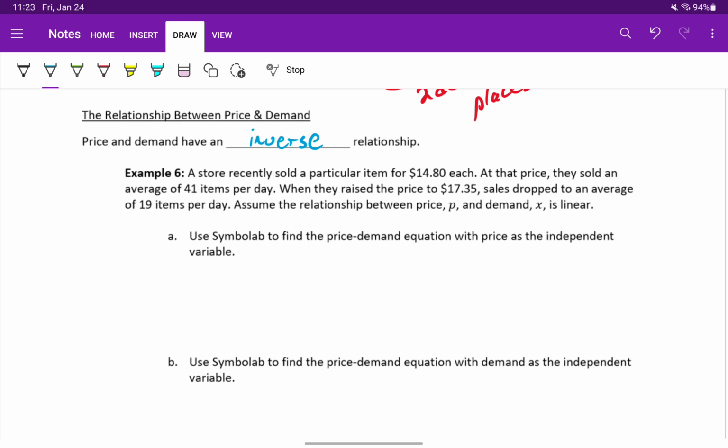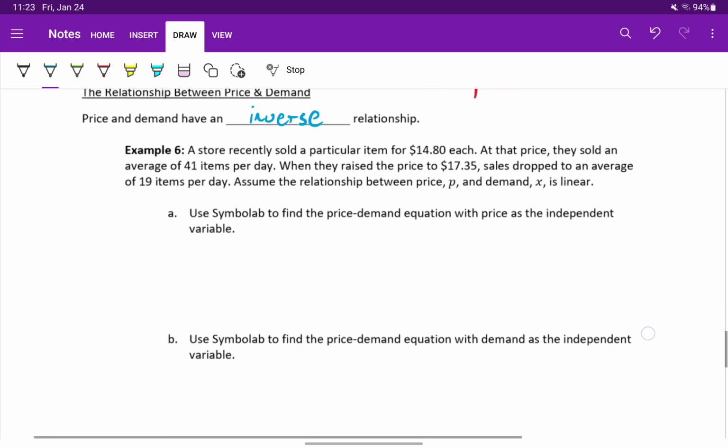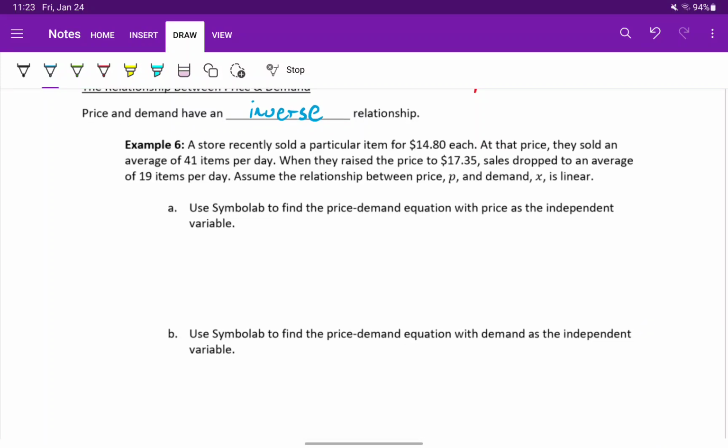The more you charge for an item, fewer people are going to buy it, versus something that's lower cost, more people are going to be able to or interested in purchasing that item. So as one of those variables increases, the other decreases.